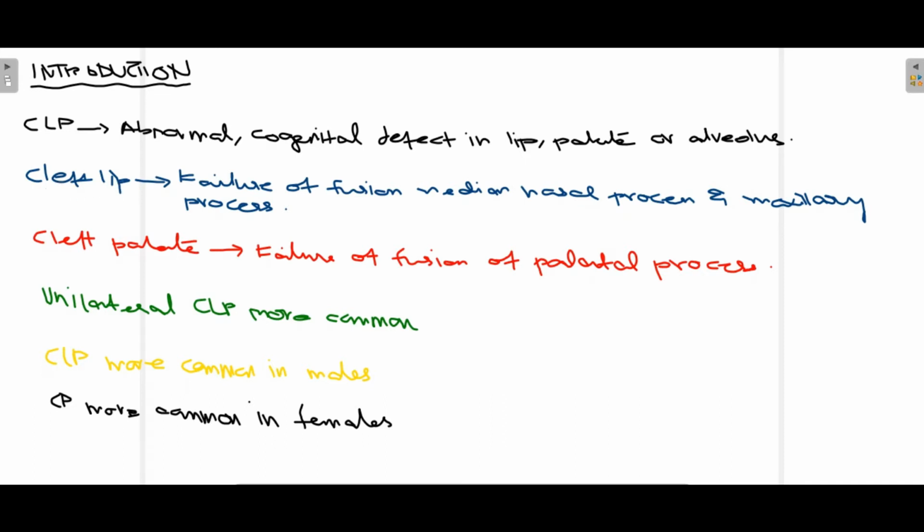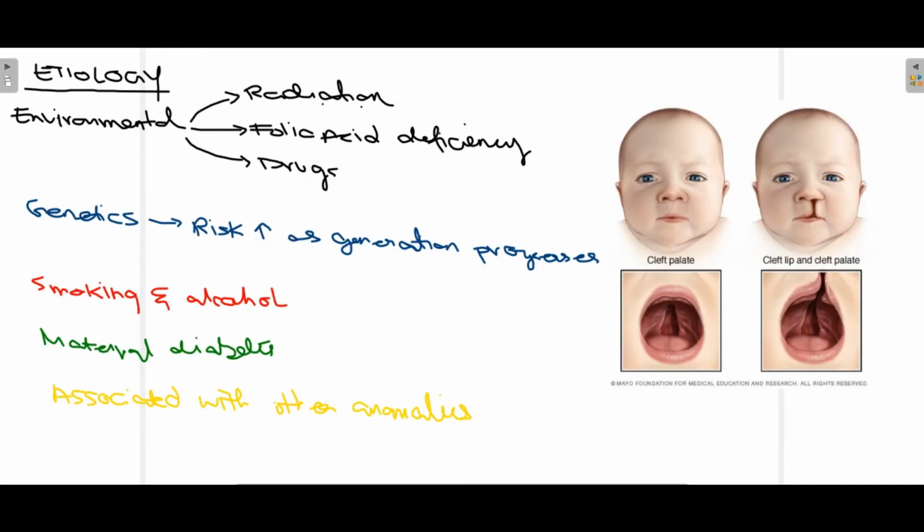On the other hand, cleft palate is basically failure of fusion of two palatal processes which eventually form the maxilla. So when there is failure of fusion of these palatal processes, it results in cleft palate. Now, talking about facts about cleft lip and palate, unilateral cleft lip and palate is more common. Cleft lip and palate is more common in males, and isolated cleft palate is more common in females.